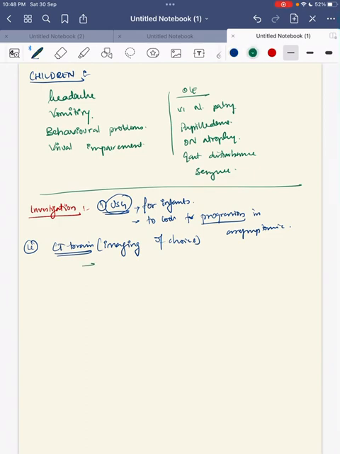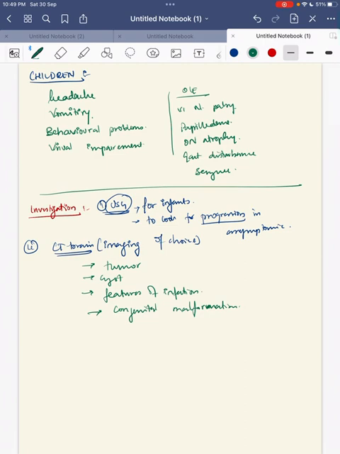In CT brain, what all can you find? You can find the size of the ventricles. You can find whether the subarachnoid space is enlarged or not, or whether there is an obstruction like a tumor or any cyst, or whether there are features of infection. In tuberculous meningitis, basal meningeal exudates will be present, so you can find whether the features of any infection are there or not. You can also find any congenital malformation in the CT.